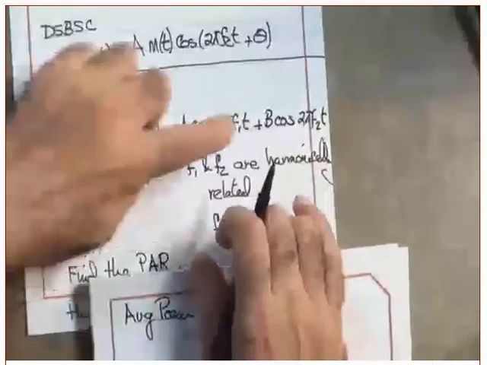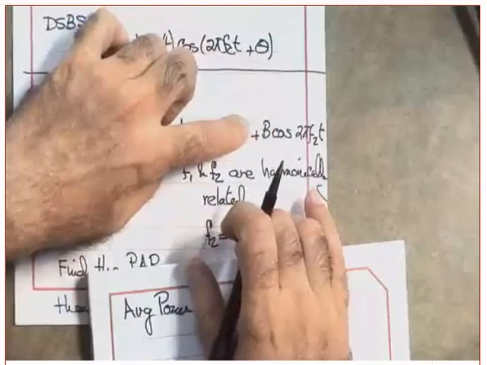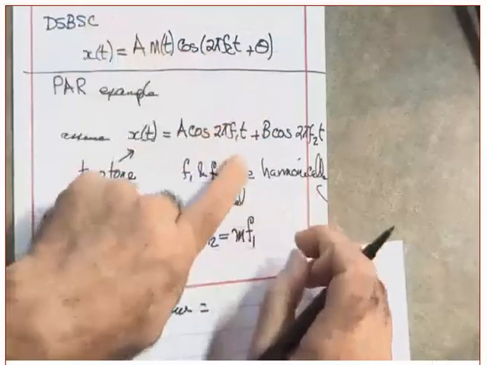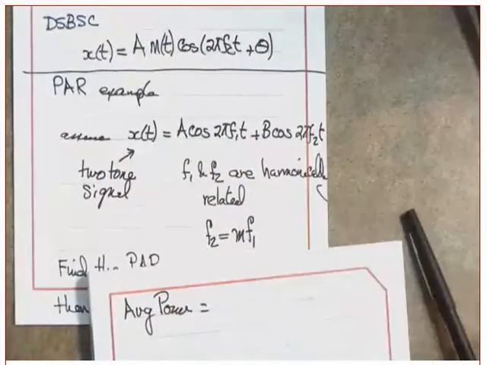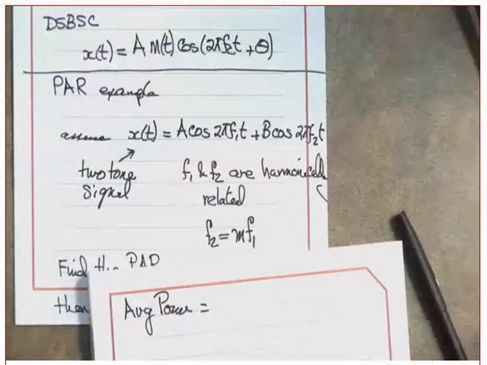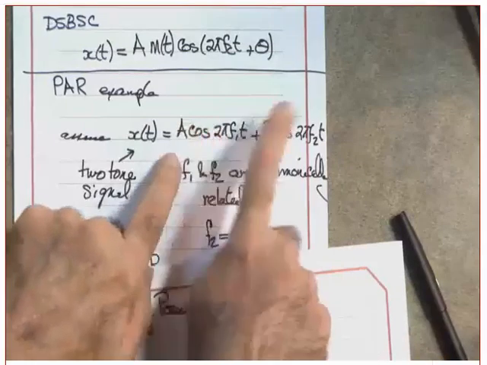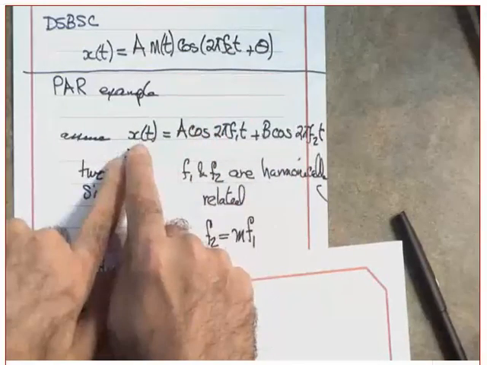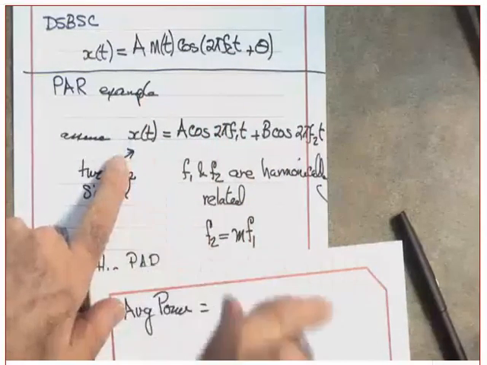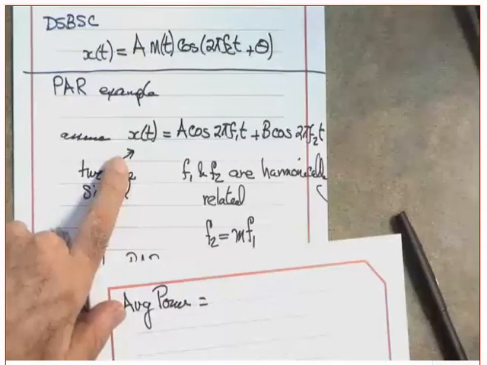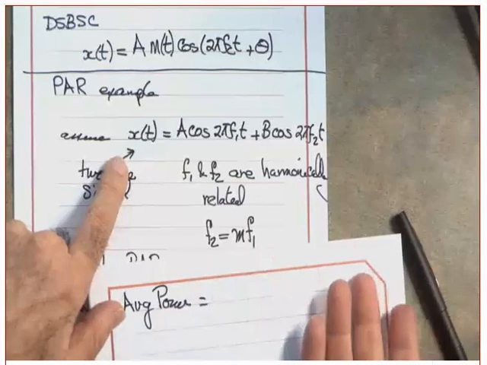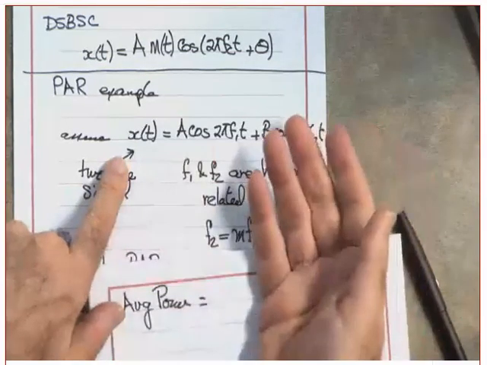Now, since they are harmonically related, they are orthogonal. Yes? Which means the middle term will be equal to 0. What middle term? I need to square. Remember, the power is proportional to the integral of x square. Yes? You are losing me here or not? I don't want to go step by step. By inspection, you should be able to tell me that. Did you understand what I just said or not?